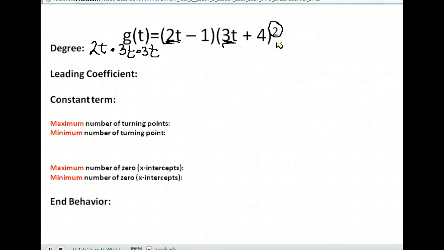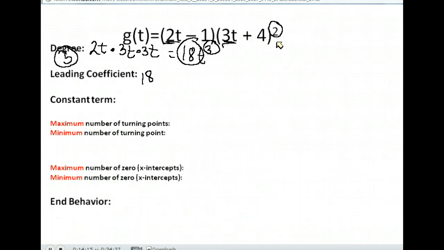So I had a 2t and 2 3t's. 2 times 3 is 6. 6 times 3 is 18. And t times t times t is t to the 3rd. So our degree is 3 because of our exponent of 3. Our leading coefficient is positive 18.